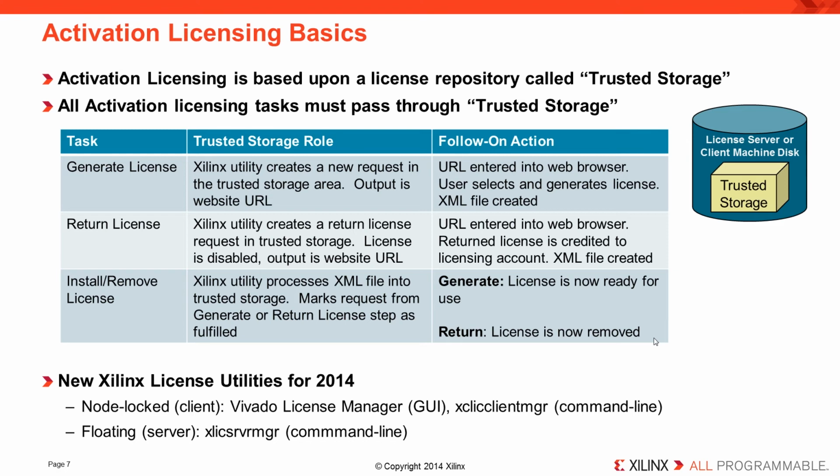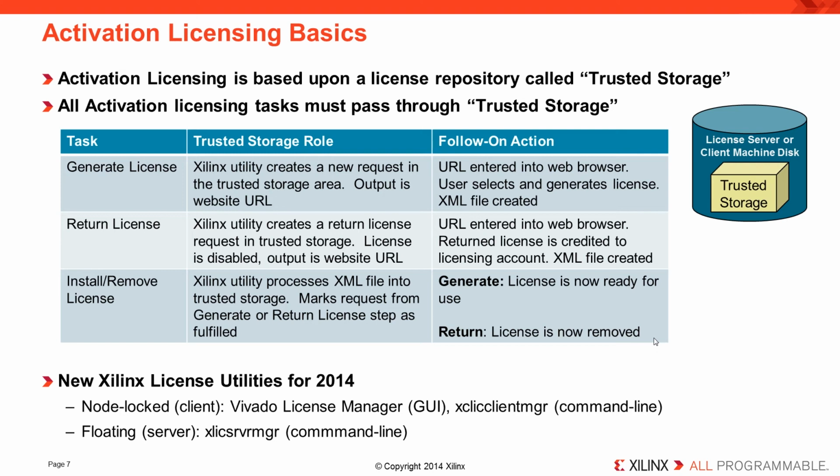And so three main tasks here for generating a license. The trusted storage role in this is that Xilinx utility creates a new request in the trusted storage area, and coming out of trusted storage then is a URL that you then want to take into your browser, select your license, and generate it. From there, an XML file gets returned back, which we'll use in the install remove license step in a minute. Return license, same kind of thing, where Xilinx utility creates a return license request into trusted storage. Here, the license that you're currently using and wanting to return to Xilinx is disabled, and the output then is the website URL, which you take into your browser, and the return license at that point is credited back into your license account. An XML file is also created.